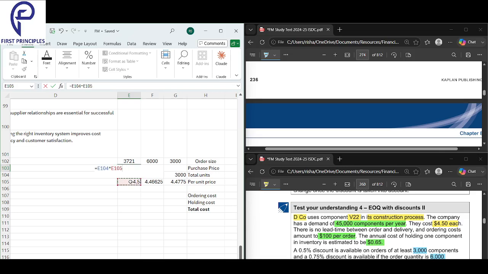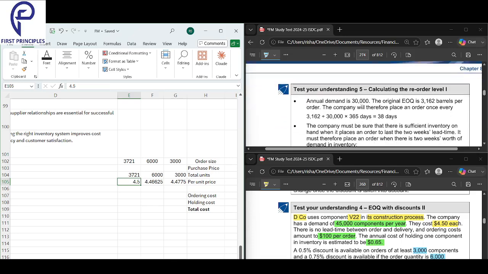Right, each order size, how much will it cost? So what is our annual demand? So what will it totally cost us? We have an annual demand of 45,000 components per year. So in one full year, we will buy 45,000 components, right? But we are only gonna get this discount if we are buying 6,000 each time. If we buy 6,000 components each time, we will get a 0.75% discount. If we buy 3,000 components each time, we will get 4.4 as our purchase price because we're getting a 0.5% discount. Here we are not getting any discount.